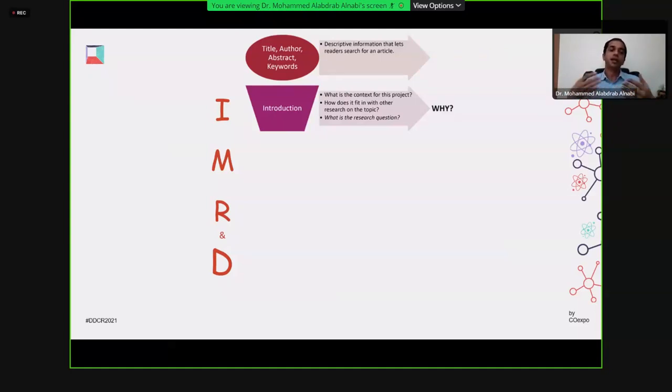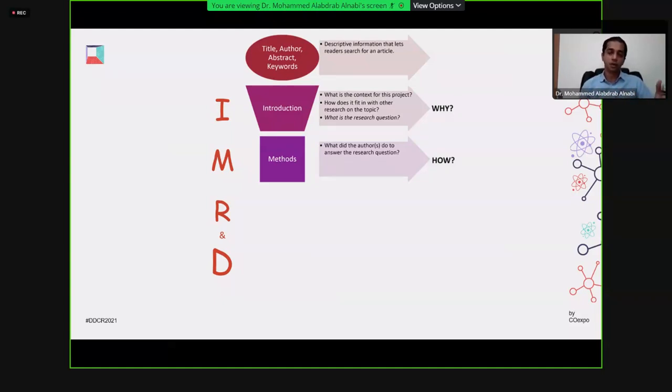Basically, they would do a literature search. They would mention all the previous research that was published about this topic, and then they would explain why this study was lacking, why nobody has already done this, and why they need to do it now. And that's the why. The next step, which is M for methods, and that's the how.